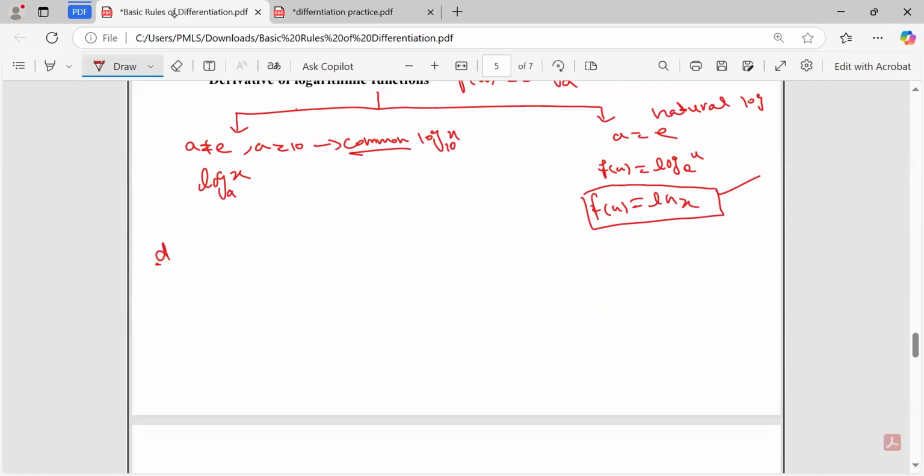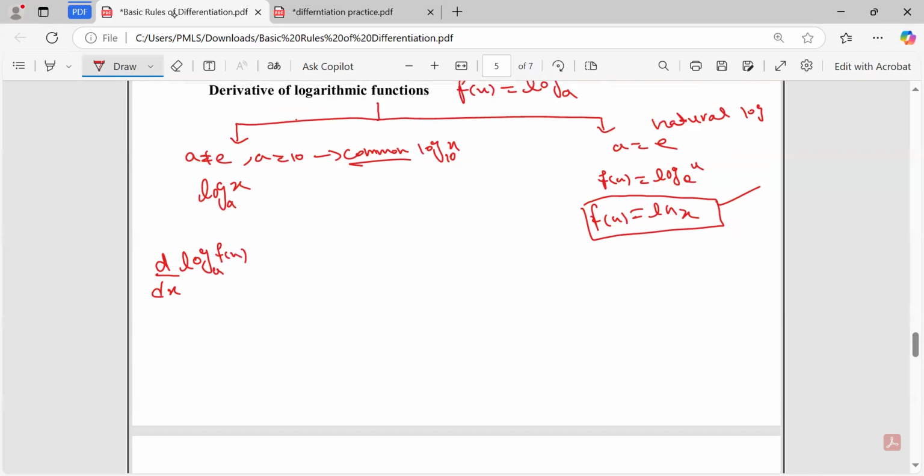If you have d by dx of log base a, where a is not equal to e, and f of x is any function, how do we find the derivative? The derivative of this will be equal to 1 over f of x times ln of a, times the derivative of f of x. So this is the first formula, if a is not equal to e.